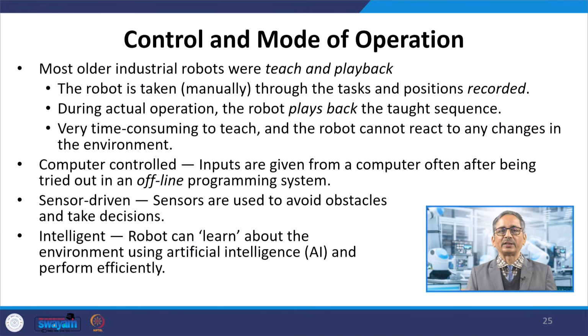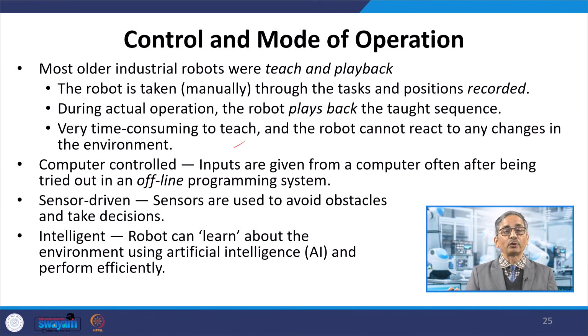Then another classification could be control and mode of operation. Most older industrial robots were teach and playback type. In this one, the robot is taken manually through the task and positions are recorded, and then during actual operation the robot plays back those taught sequences. This way of doing it is very time consuming to teach, and the robot cannot react to any changes in the environment.